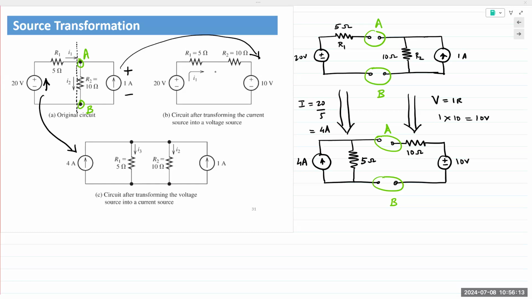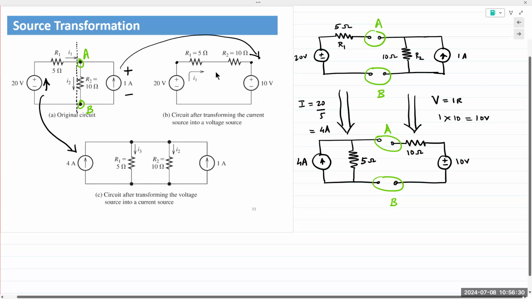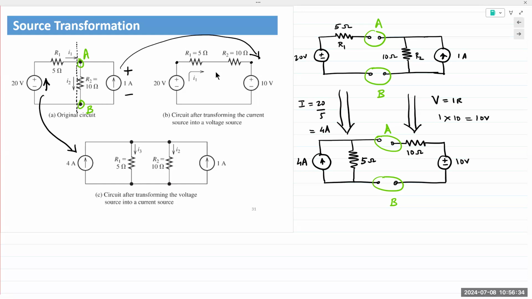How can we make it easier to solve with source transformation? Well, if you look at circuit B, what do we see? You have two voltage sources. Negative ends of the voltage sources are connected together, but they're not in parallel because the other ends are not connected together. Okay, so they are not in parallel. But here's the way. You apply KVL around the loop, and what do you obtain?